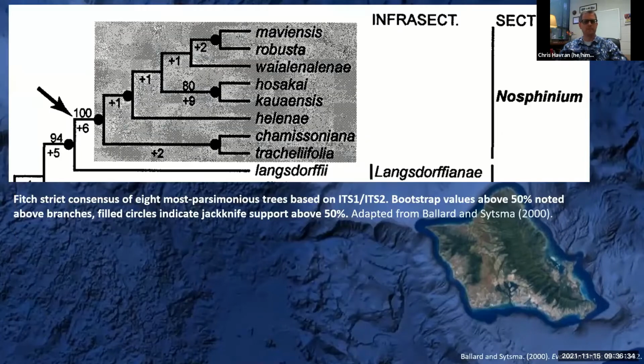The earliest phylogeny of the Hawaiian viola was conducted by Ballard and Sytsma in 2000. And even though this doesn't include all Hawaiian taxa that we know today that are in the genus Viola, the population on Oahu is what was still represented here as hosakai, which forms a nice, well-supported relationship with kauaiensis. So even in this early phylogeny, there was a really tight relationship between these two inter-island populations of these herbaceous violets.